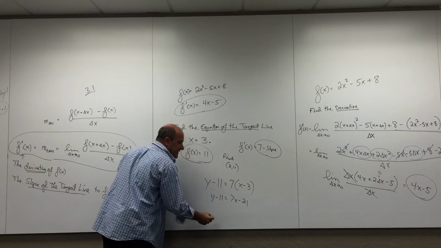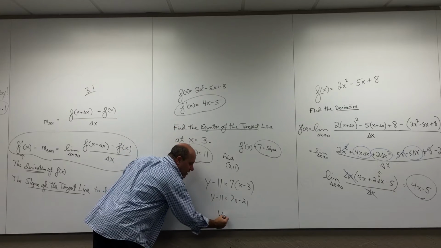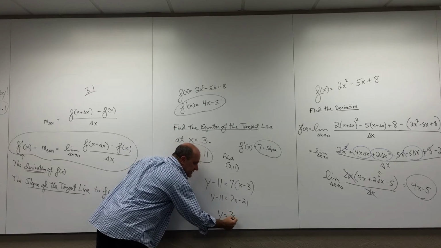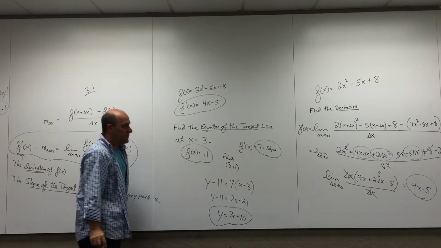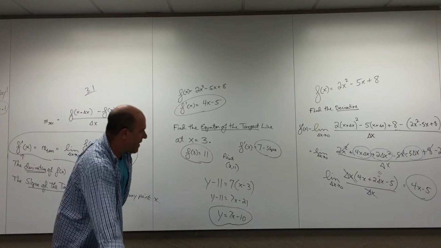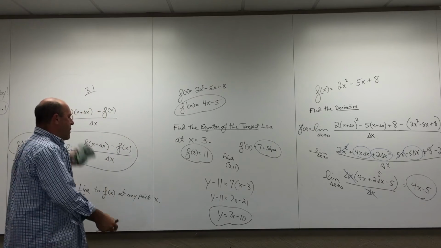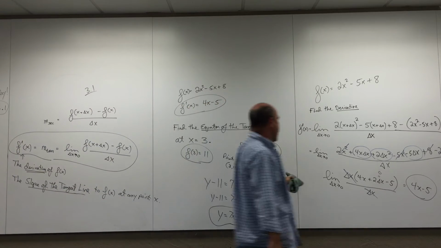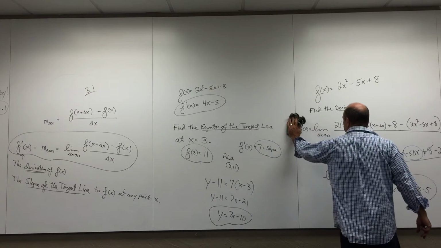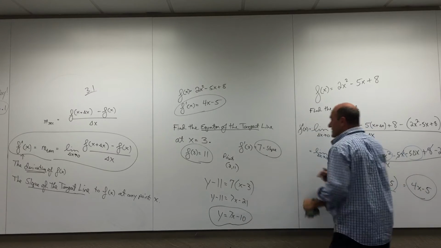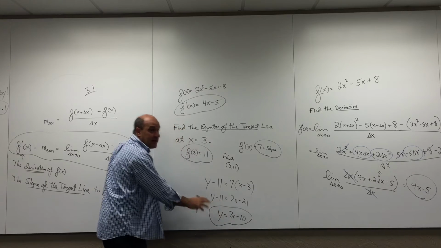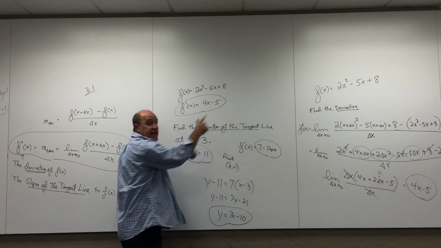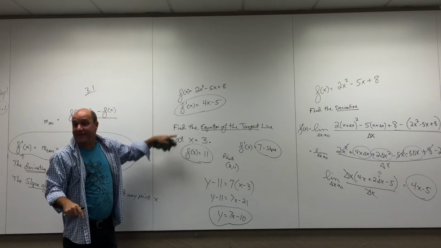I'll add 11 to that side. My answer is negative 10. Is that my answer? Yeah. Cool. And that's your equation of the tangent line. That's the answer. It is the equation of a line. It is the equation of the tangent line to that function at that point.